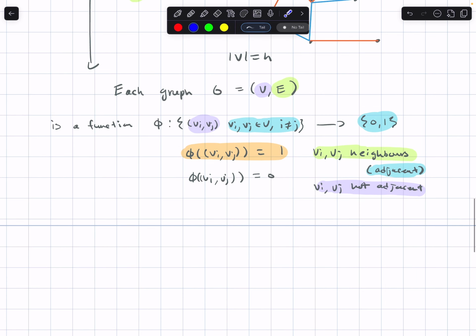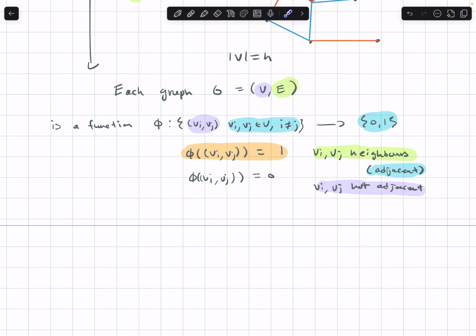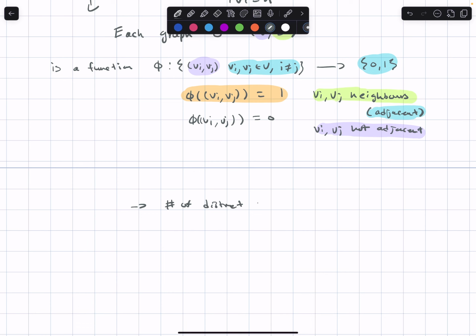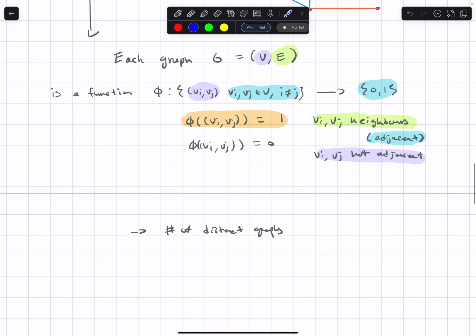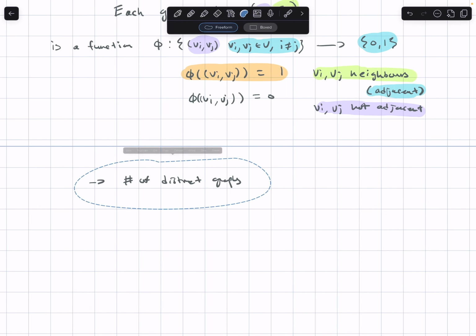And so once we've set this up and made this very important observation, well then what is the number of graphs? The number of distinct graphs is the same as the number of distinct functions from the set of pairs of distinct vertices V_i and V_j in the vertex set V to {0, 1}.